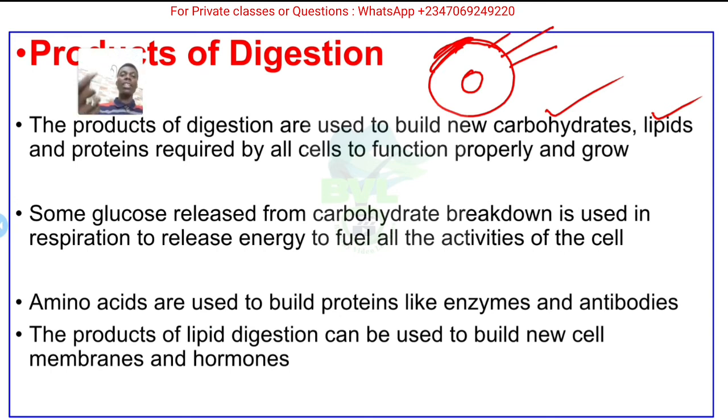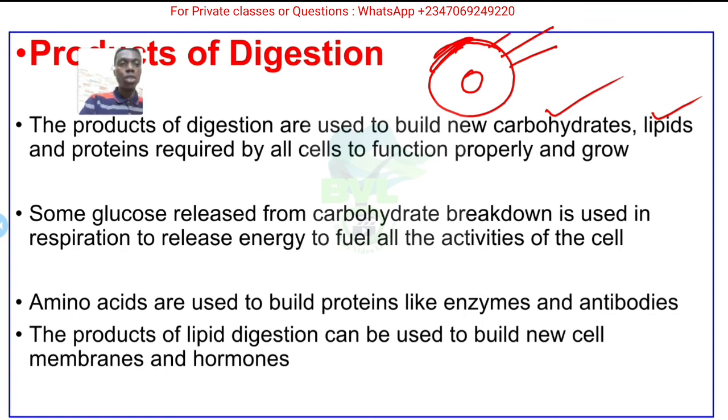So the food you've eaten, the amino acids that were broken down from your protein, will be used to form those things, to form the protein channel. The lipids you've eaten that were broken down to fatty acid and glycerol will be used to form the phospholipids on the cell membrane. Some glucose released from carbohydrates that is broken down is used in respiration to release energy to fuel all the activities of the cell. So the glucose, of course, not all of them will be used to build something. Some will be used immediately or intermittently to give us energy.